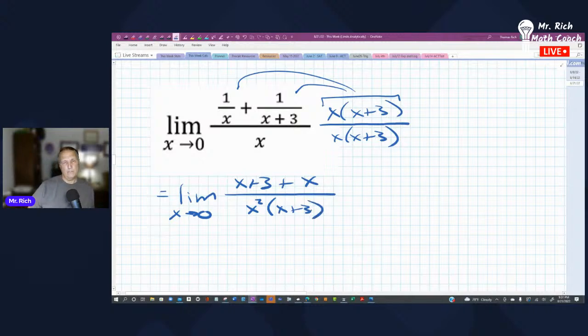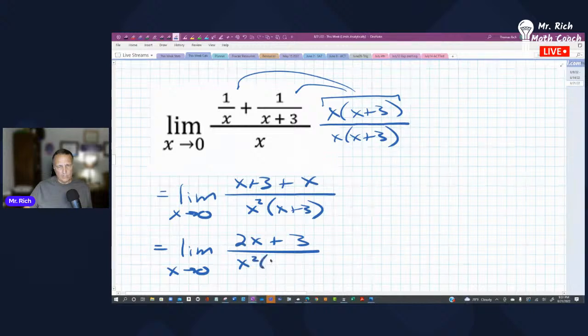All right, so let's make sure that is what we want. So the x's cancel, we have x plus 3. Here the x plus 3's cancel, leaves me an x. And I'm multiplying there. I think that's going to work. Let's carry this on through. So this is the limit as x goes to 0. This is interesting. The limit of, that would combine to be 2x plus 3 over x squared times x plus 3.